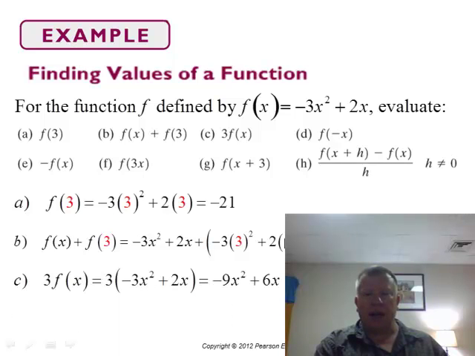All right, here's the next one. 3 times f of x. Well, f of x is negative 3x squared plus 2x. So multiply by 3 right here. And there you go. You've got negative 9x squared plus 6x.